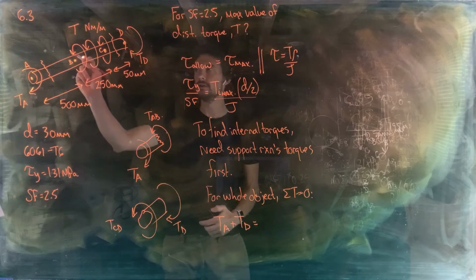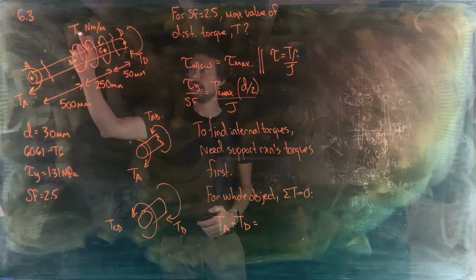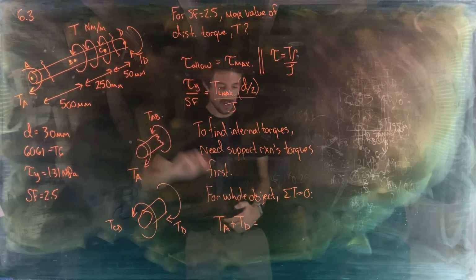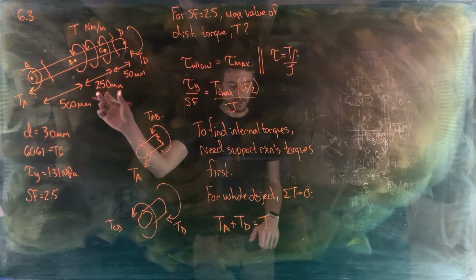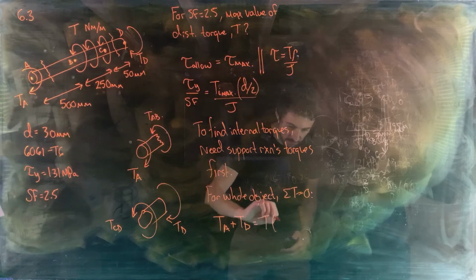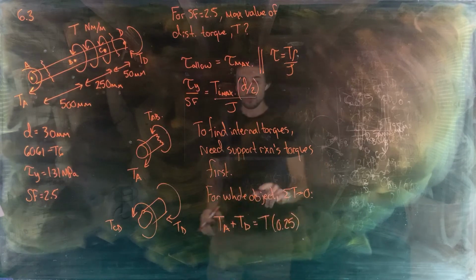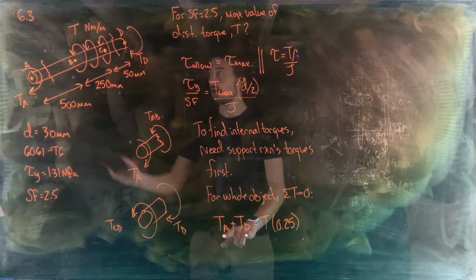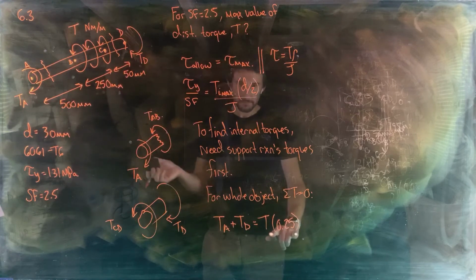of our distributed torque. The resultant of our distributed torque is given by the value of T multiplied by the length that it's acting over. So we've got T multiplied by 250 millimeters. We want to put that in units of meters, 0.25. Okay. So now we've got an equation from statics that says the summation of our support reaction torques has to be equal to the total applied torque, right?